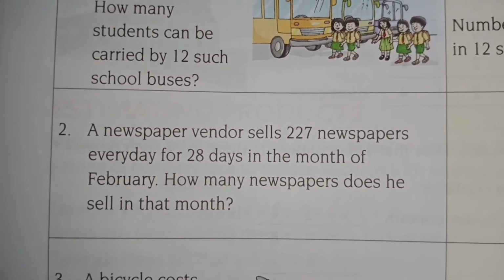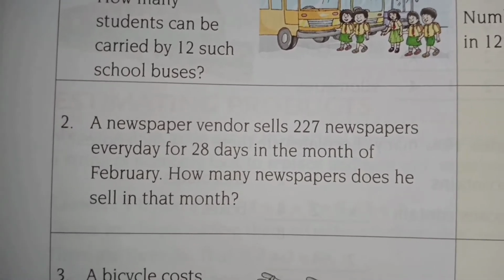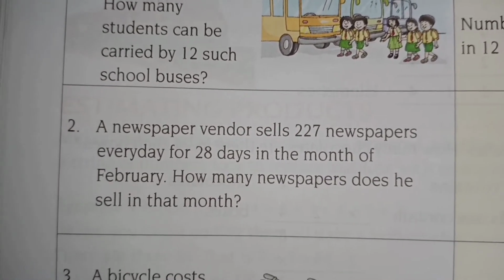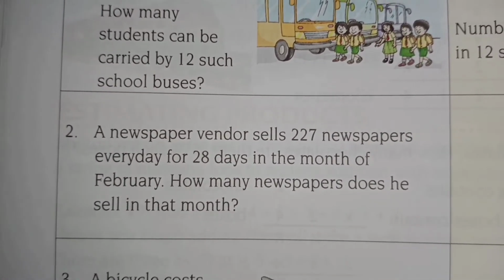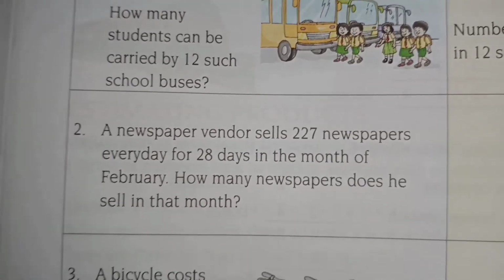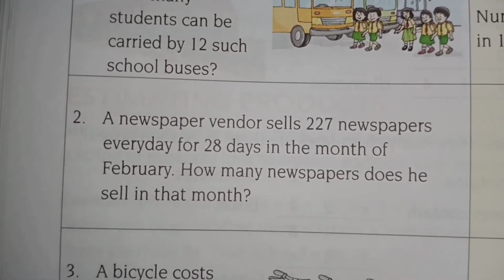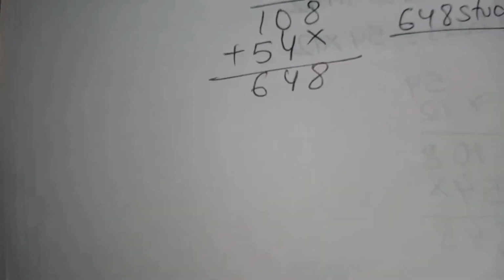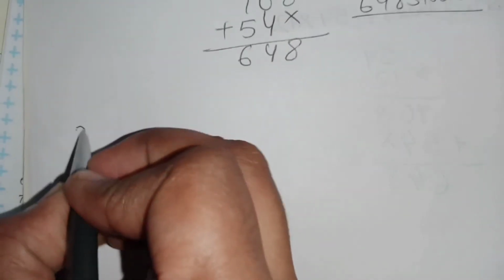So what do you have to do? We have to multiply. In one day they have given, and they are asking for many, that means 28 days. That means we have to multiply. Okay, understood? What do you have to do? We have to multiply. So now let's start. Okay, now let's do question number 2. So what do you have to write?